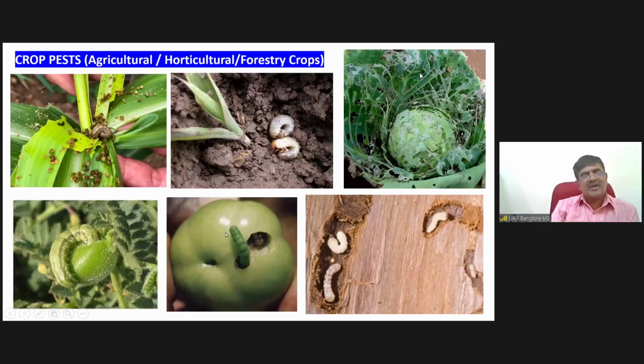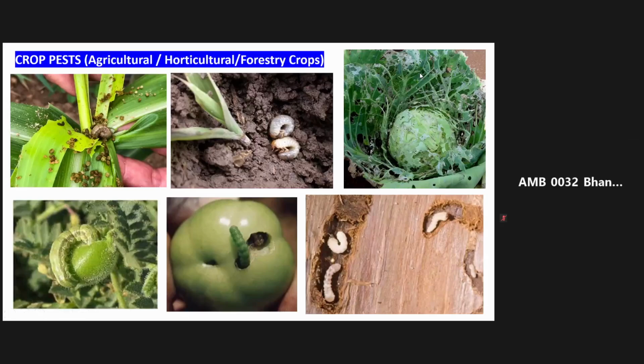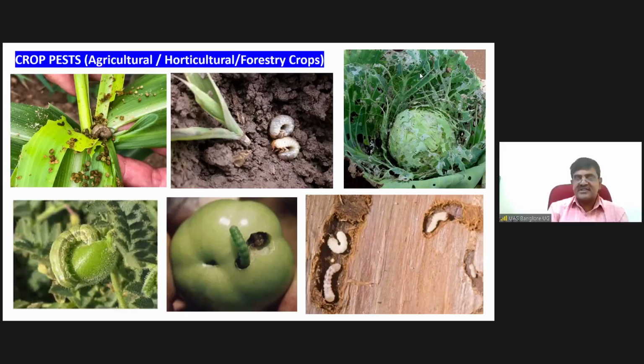Similarly, this is the tomato fruit which is bored by the tomato fruit borer. Apart from this, if you have furniture in the house, this furniture is also attacked by some coleoptera larvae. So in this way, the insects act as crop pests of agricultural, horticultural, and forestry crops.